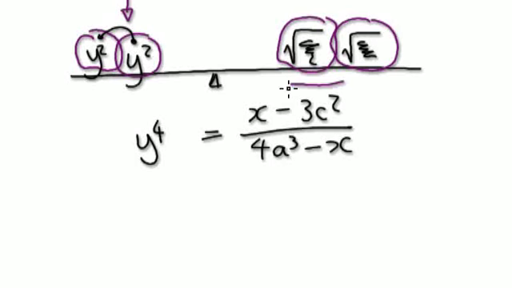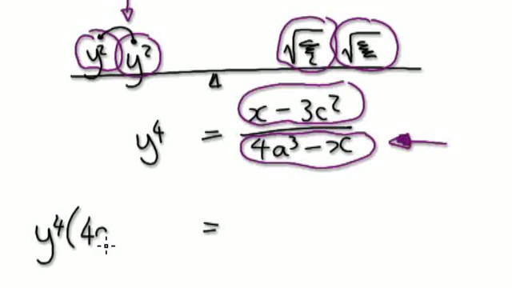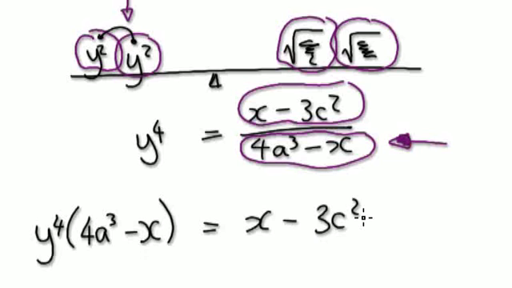So now visualize it as this. You've got one bubble dividing by this bubble. At the moment it's two layers. So let's get rid of the bottom bubble here, so times that bubble to both sides. It would be y to the power 4 bracket 4a to the power 3 minus x, close it. Okay, and on the other side it remains the same.